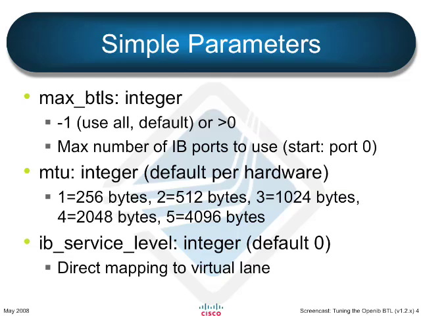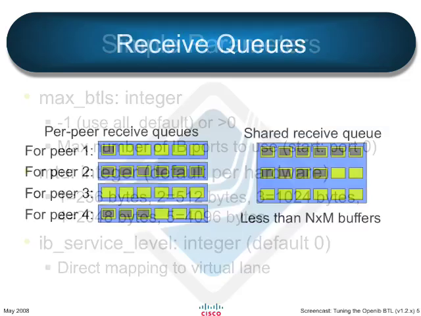This really has no relevance unless your system administrator or network administrator has set up virtual lanes and told you which to use for your MPI traffic.